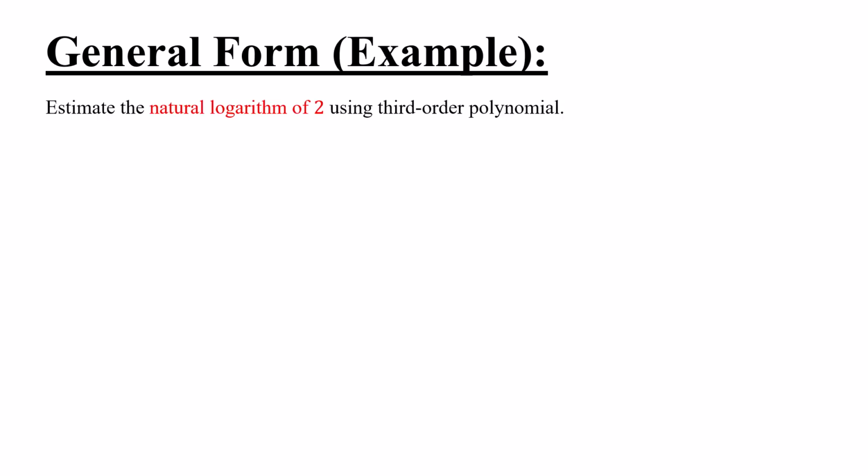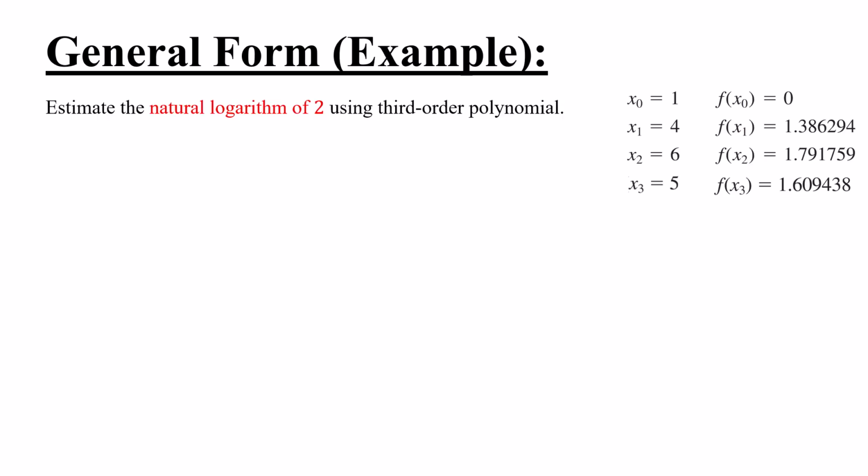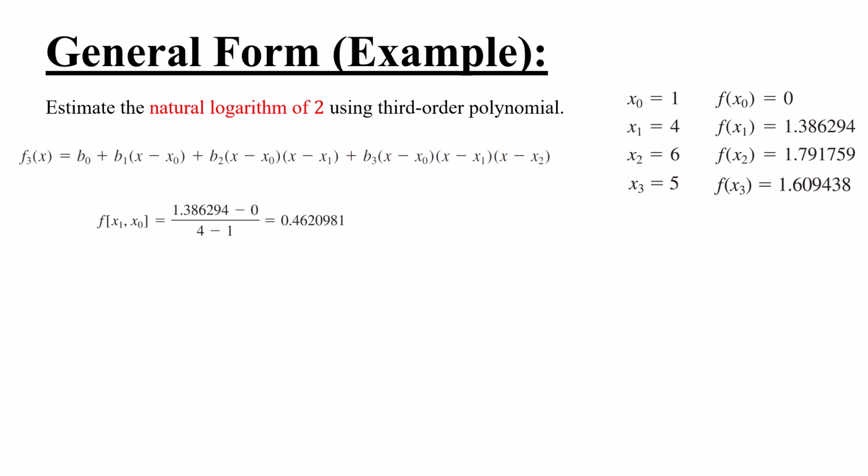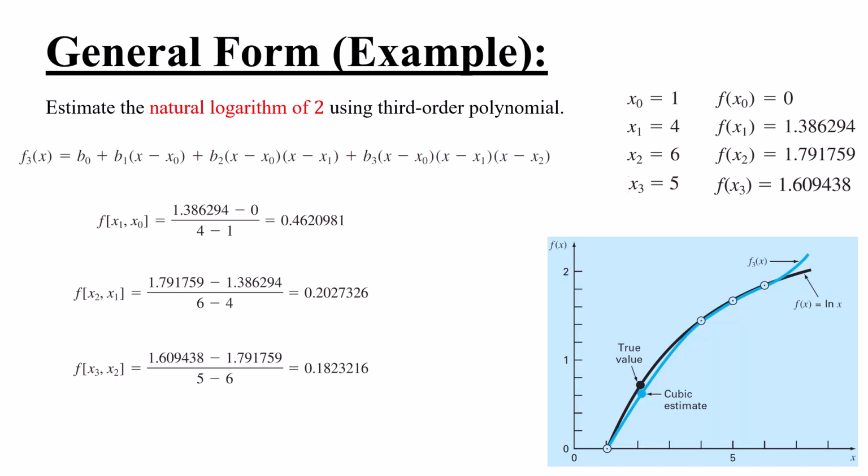Now let's do an example for third order. So now for third order we need 4 points. So look here, we have 4 points here. Now we just plug the formula here and just calculate B0, B1, B2 and B3. So when we do that, because we know that B0 is actually the first value, we need to start from B1, B2 and B3. So we just do it.